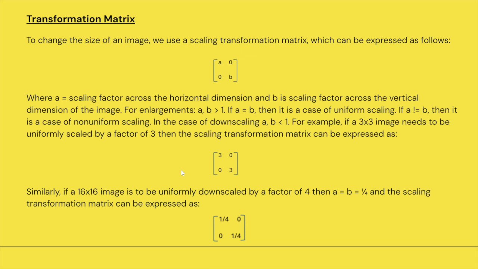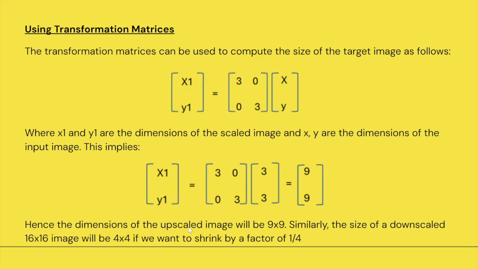Similarly, if a 16 by 16 image is to be uniformly downscaled by a factor of 4, then A is going to be equal to B, which will be equal to 1/4. And the scaling transformation matrix can be expressed as follows. The transformation matrices can be used to compute the size of the target image using this relationship, in which x1 and y1 are the dimensions of the scaled image and x and y are the dimensions of the input image, and this is the transformation matrix.